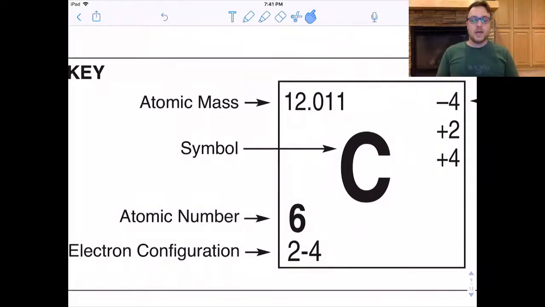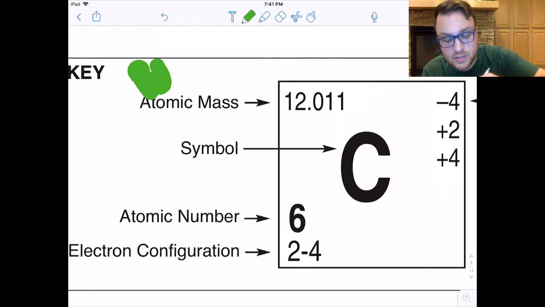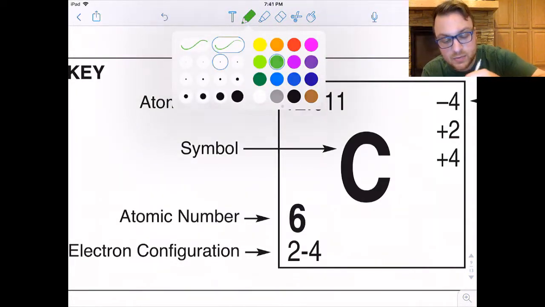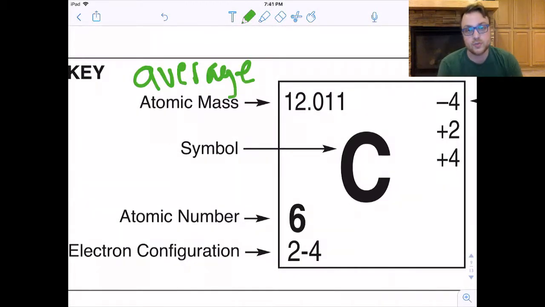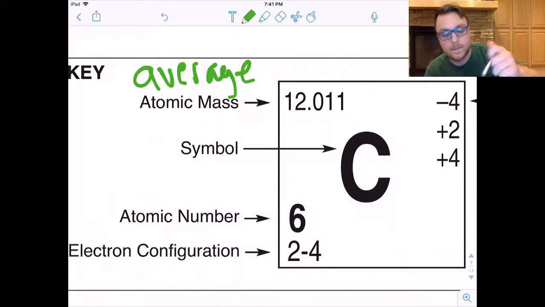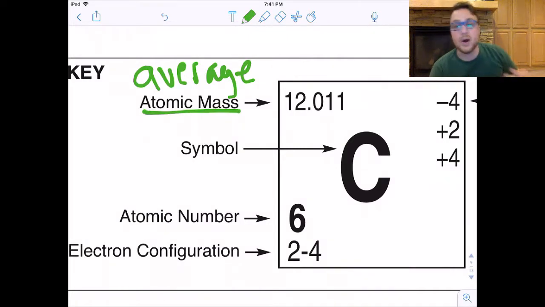So we have atomic mass, and this is your weighted average atomic mass, because you'll notice it's a decimal. It's based on all the isotopes of that substance. So it's not just simply protons and neutrons combined. It is an average of all the isotopes of that given element. But as usual, the only two subatomic particles involved in atomic mass are protons and neutrons, not electrons.